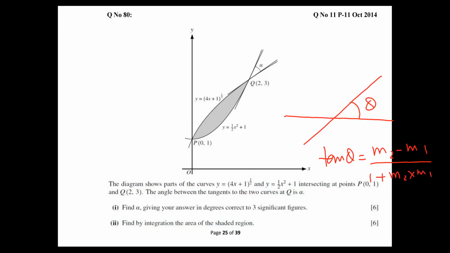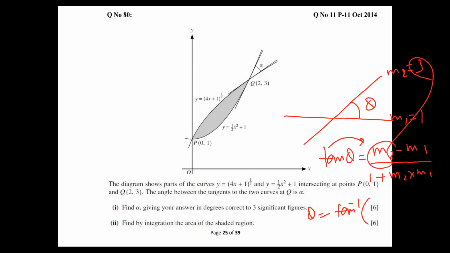I repeat again, let's say M2 is 3 and M1 is, for example, 1. How can we find theta? Let's apply it: tan goes to the other side as tan inverse. M2 is the second gradient, so I'm writing M2 minus M1 divided by 1 plus the product of both numbers, so 3 times 1. Simply it will give us the answer, okay?